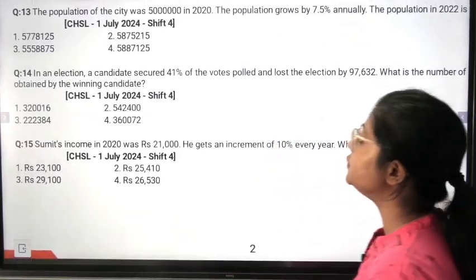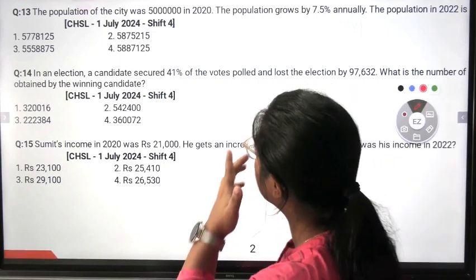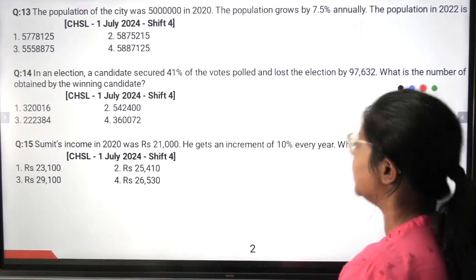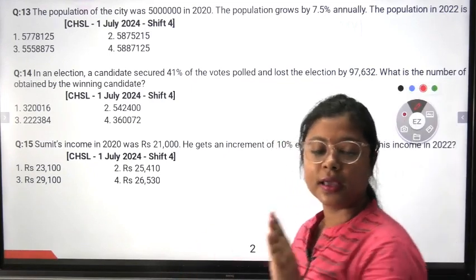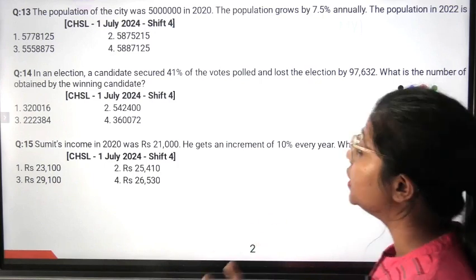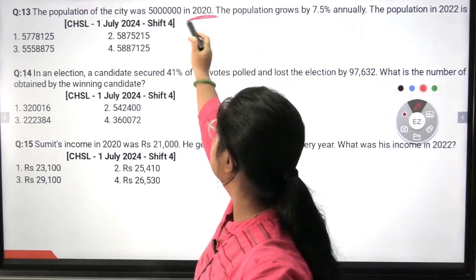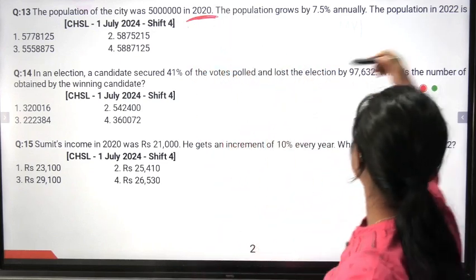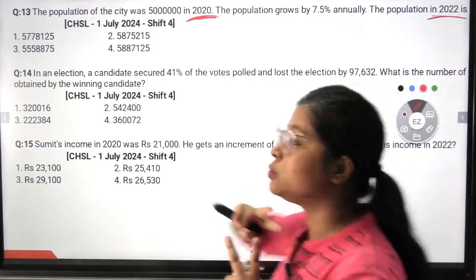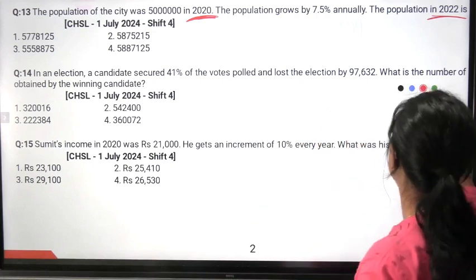The population of the city was this. You are given that the population of the city was this in 2020. The population grows by 7.5% annually, so after every year it increases by 7.5%. The population in 2022 is, so after 2 years. Population is given for the year 2020 and you are asked to find the population in 2022. So within 2 years, we need to find how much the population increases. Okay, let's do it.